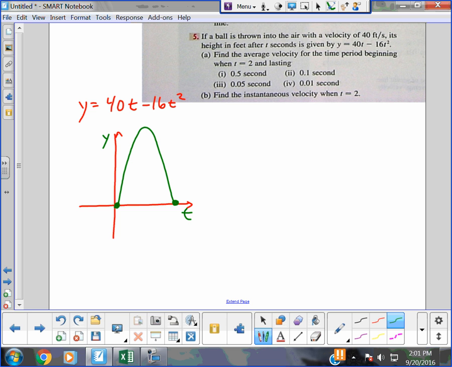And I don't know where 2 is on this graph, but I'm going to exaggerate. I'm going to put 2 right here. You guys agree? And what's my position? How about y of 2? There's a value there, I can figure it out, but I'm going to call it y of 2. And I want a secant line that lasts 0.5, and then I want 0.1, and then I want 0.05, and then I want 0.01. Well, that's annoying. Do you agree? So I don't want to do it that way.